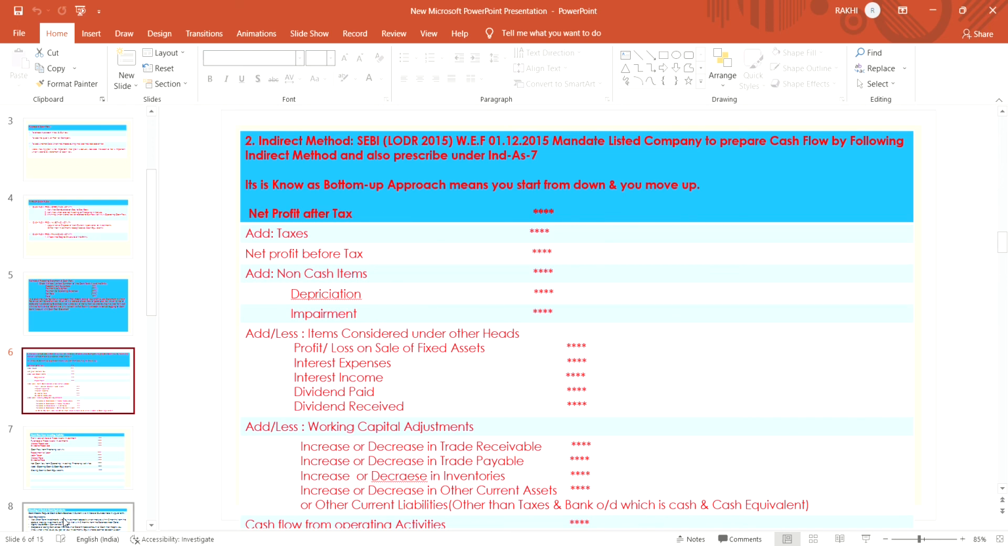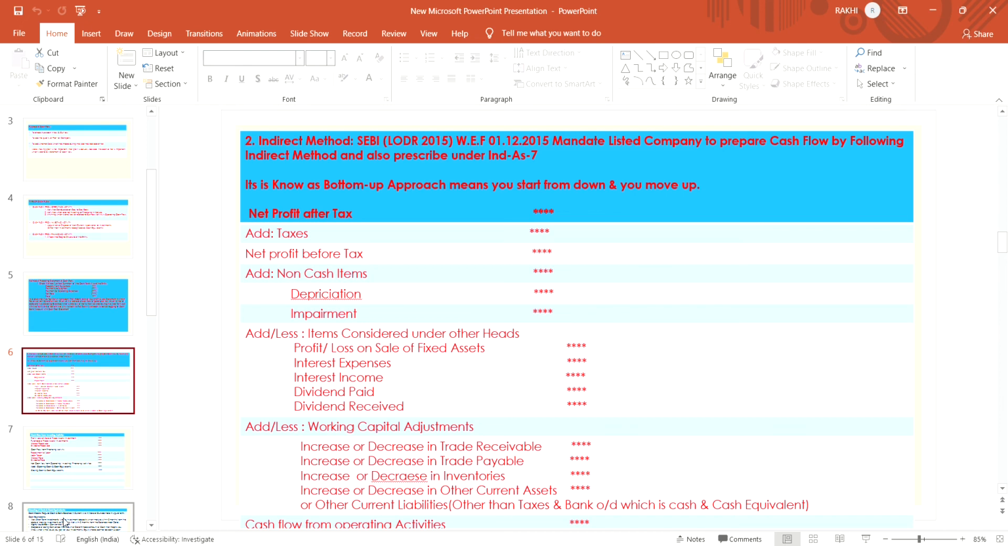Any interest expense we make, any interest income we make, dividend paid or received, whatever it is, we will make the adjustment and take it to the respective heads. Then working capital adjustment means trade receivable. Means in last year and in the current year, what is the difference? We will take it here.